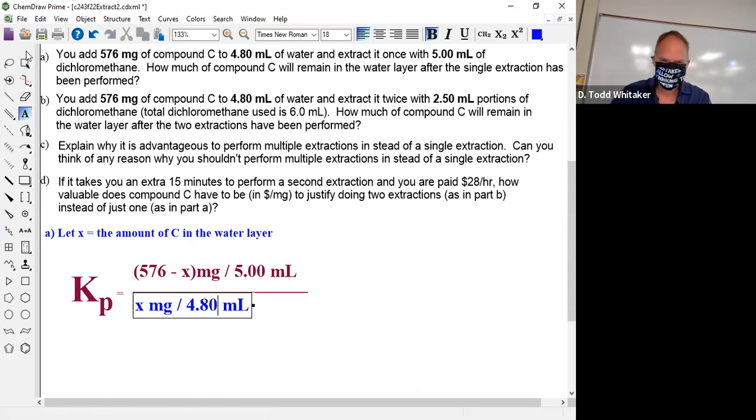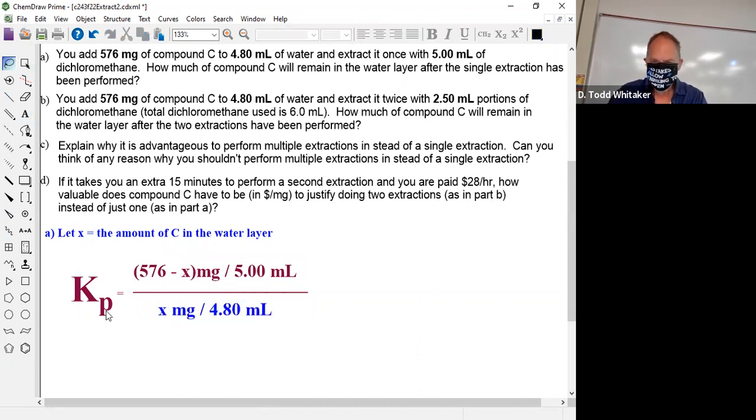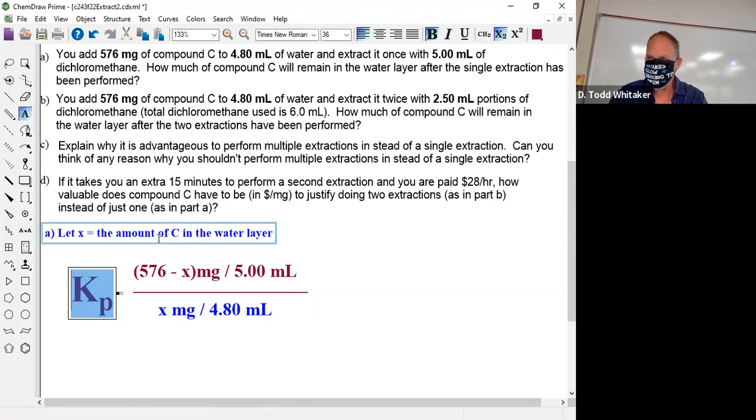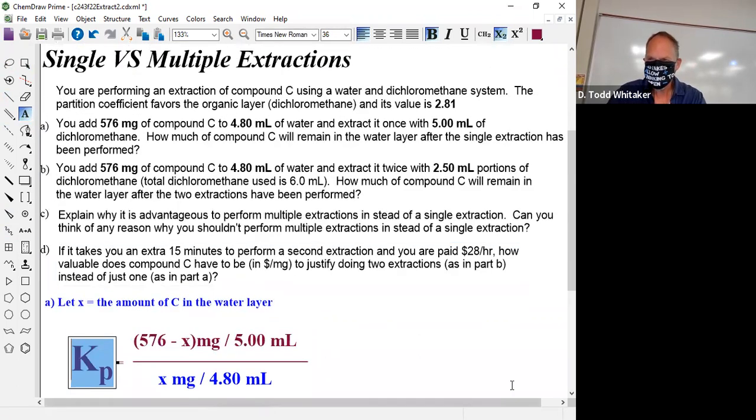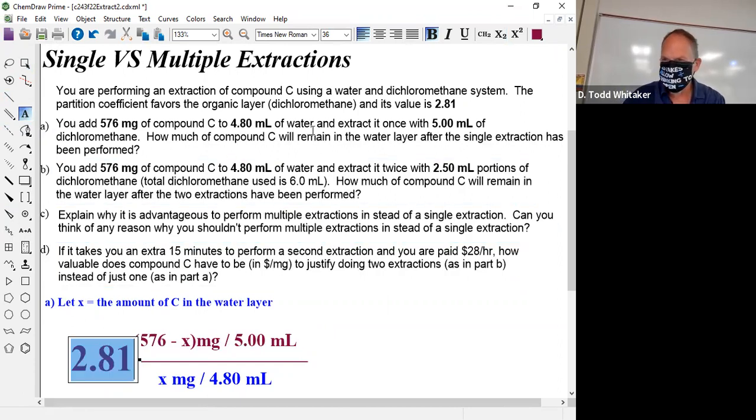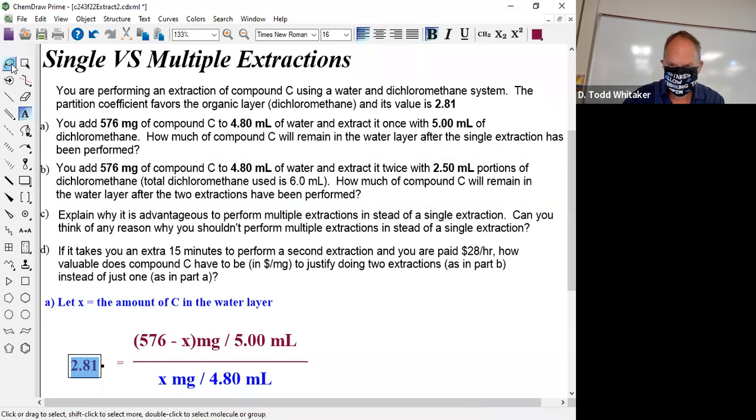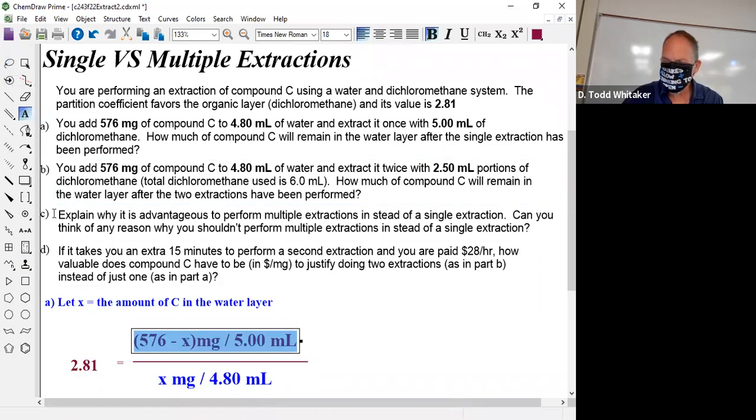Now, ladies and gentlemen, just straight up algebra. Okay? Now, Kp, we're told Kp. Let's not write Kp. What's the number? 2.81. No units. That's a rather large 2.81, isn't it? 36 font. There we go. What are these? 18. 16. Nice. 18 is better.